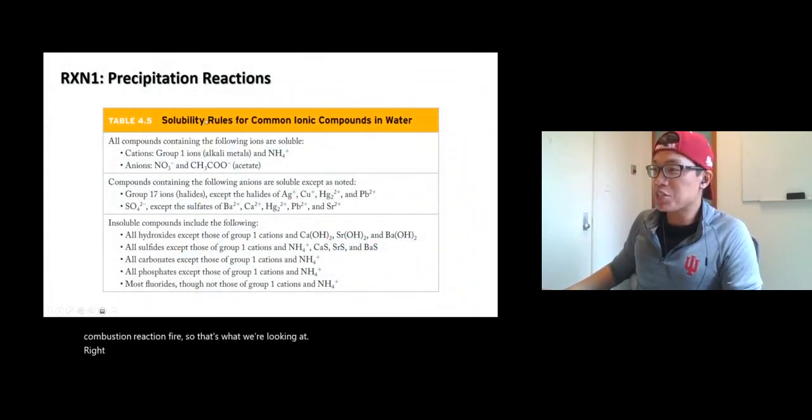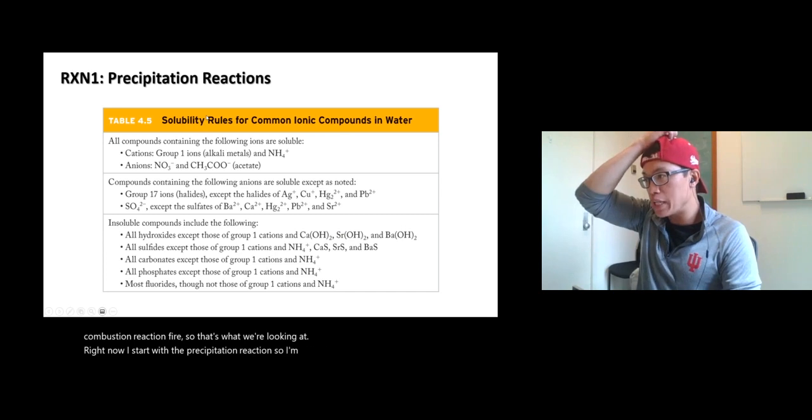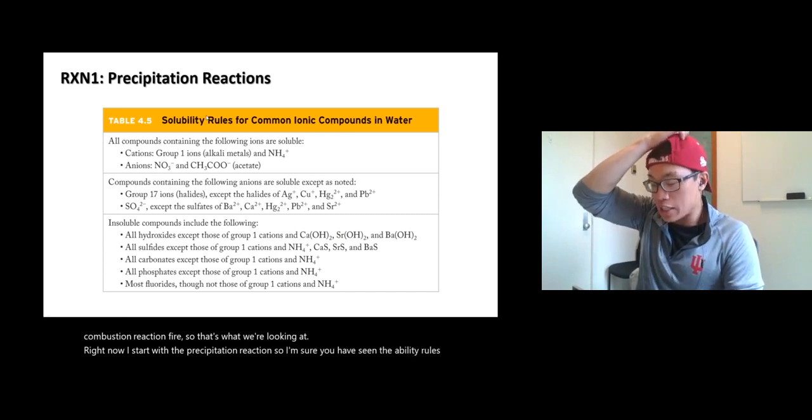All right, start with the precipitation reaction. I'm sure you have seen the solubility rules before. If you have not, they're in your textbook.